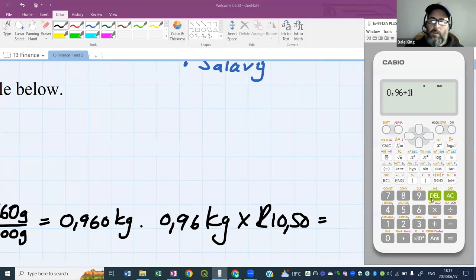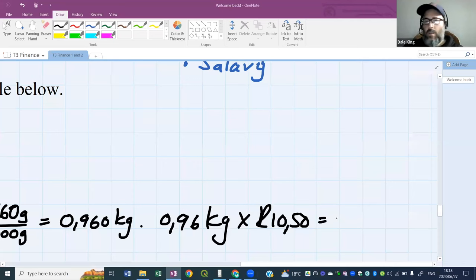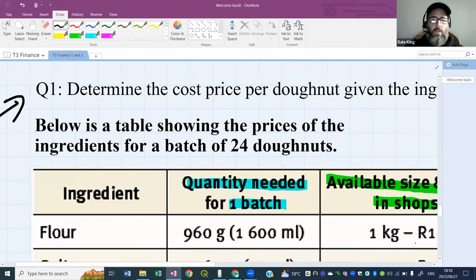All right, so it's 0.96 times 10 rand 50. All right, so it's a portion of a 10 rand 50 bag. Okay, it shouldn't be all the way to 10 rand 50 because it's almost a kg. So it's almost 10 rand 50. So it's 10.08. Okay, so that's how much the flour is going to cost for this batch. All right, let's see the next one.